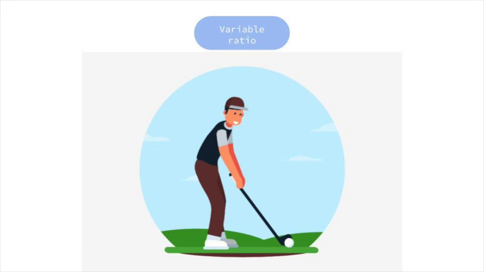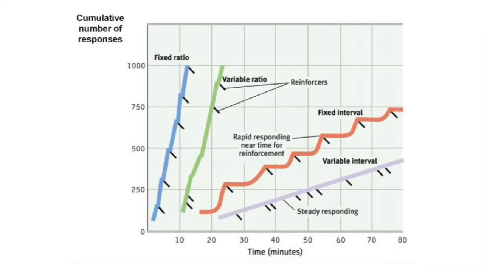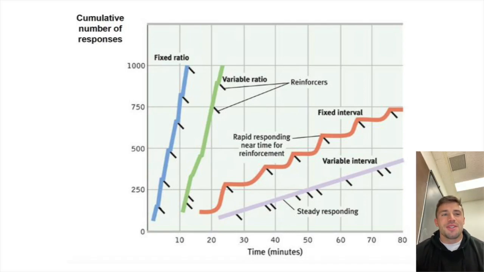Now, let's put all this knowledge to use. Remember this graph from the book? It's a graph of each of the 4 types of partial reinforcement schedule that we've seen. Look at the fixed ratio graph. It flattens slightly after every reinforcement. Why? Here's a hint. Try and think back to what I said about behaviors in fixed ratio schedules.